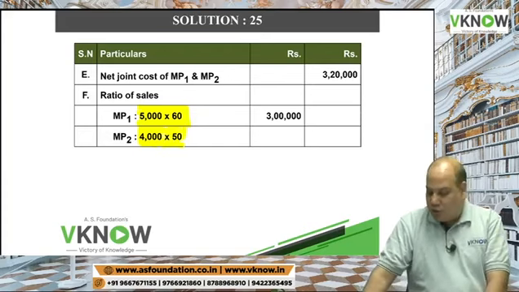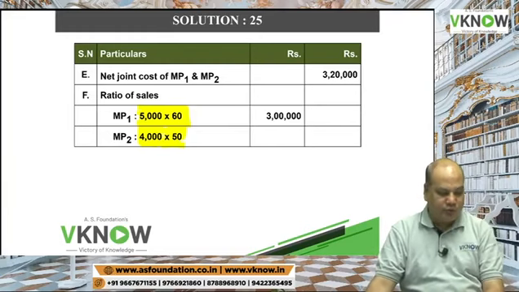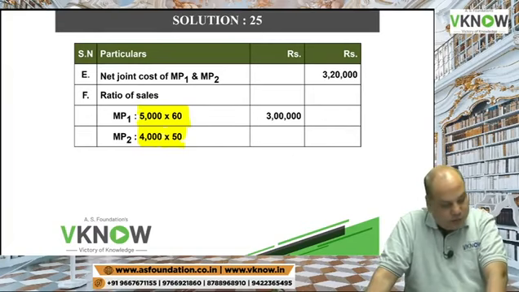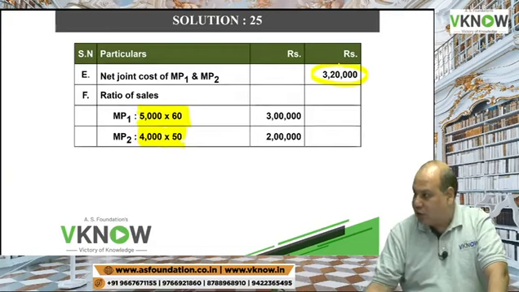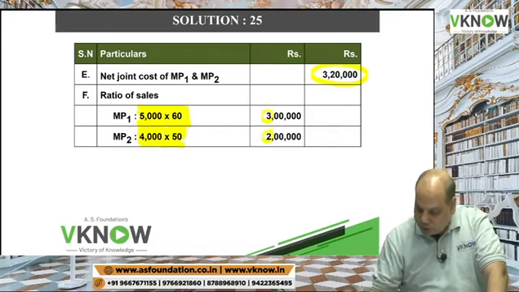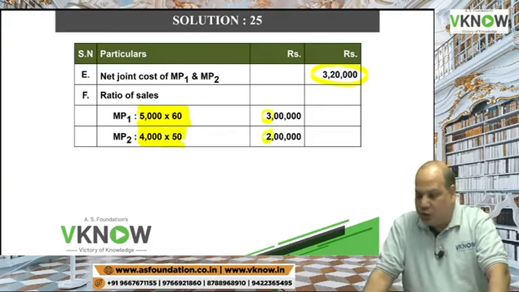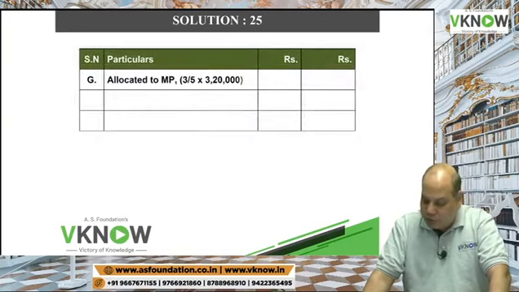And MP2 quantity is 4,000. Change the quantity of MP2 to 4,000 and the selling price of MP2 is 50. I think that is 50 already. So that comes to 2 lakh. My joint cost is 3,20,000. I will apportion in the ratio of relative sale value, which is 3:2.